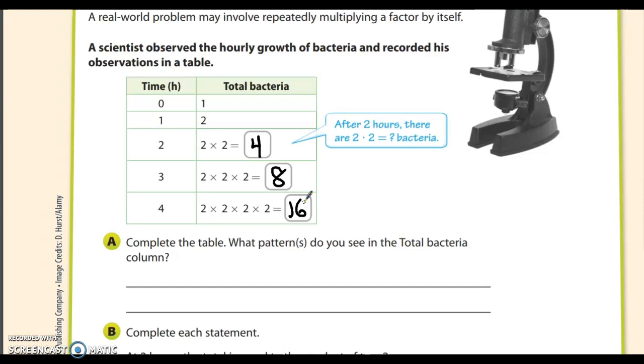Question A reads, complete the table. What patterns do you see in the total bacteria column? That's what I just said. The total bacteria continue to double. Or you could say each number is 2 times greater than the previous number. Something to that effect. I might just say I noticed that the bacteria keep doubling. I'm going to say the bacteria double after every hour.